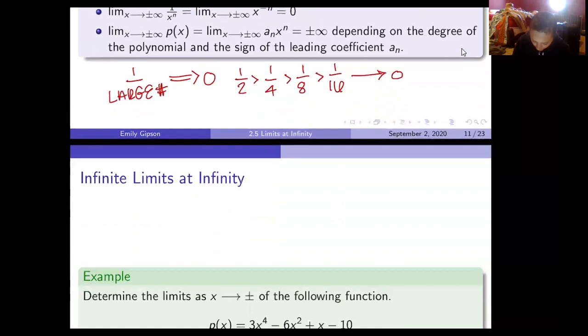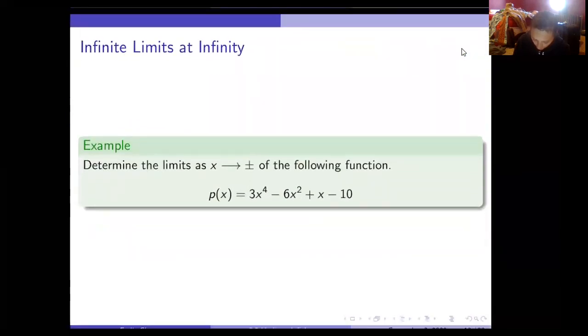So here's our first example in that topic. I want you to determine the limit as x approaches positive and negative infinity for the following function. That is, p of x equals 3x to the fourth minus 6x squared plus x minus 10. So go ahead and pause your video and see if you can't figure this one out on your own. And if you can't, just keep watching. And if you get kind of close but don't make it, just keep watching. And if you nail it on the head, well then feel free to skip the video ahead 30 seconds.